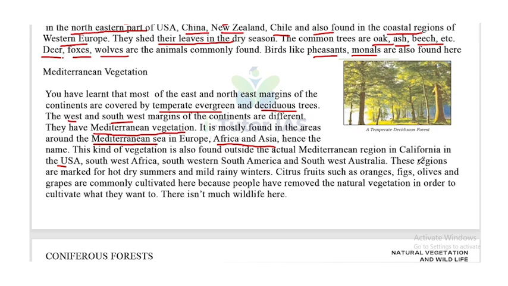Now, these regions are marked by hot, dry summers and mild, rainy winters. Citrus fruits like orange, figs, olives, and grapes are commonly cultivated here, because people have removed the natural vegetation in order to cultivate what they want. There isn't much wildlife here. The main crops are citrus fruits like orange, figs, olives, and grapes. So that's about the Mediterranean vegetation.